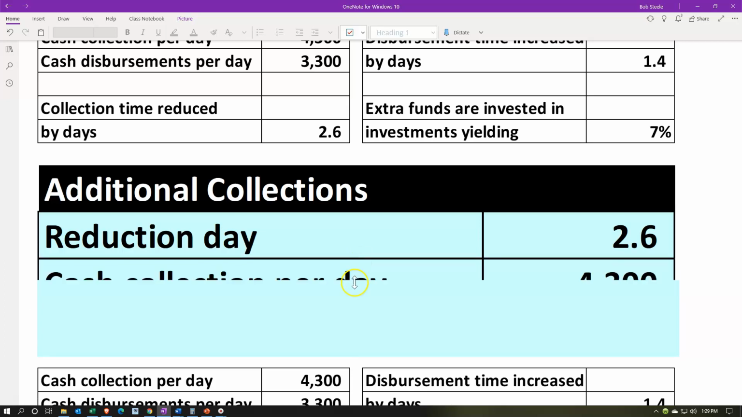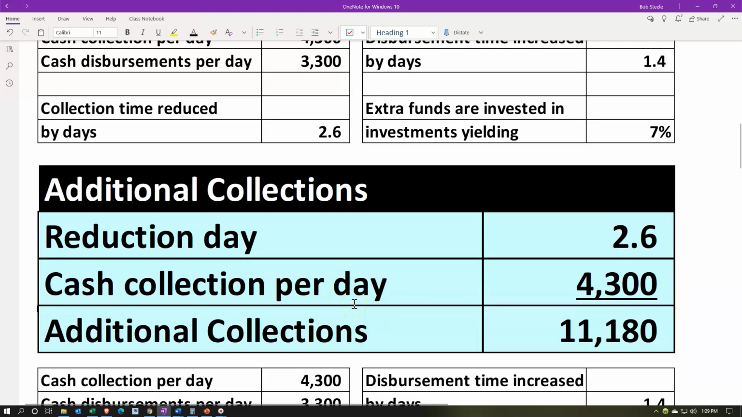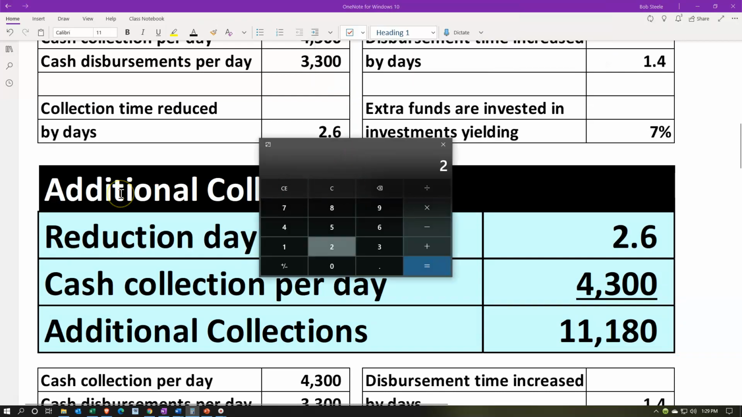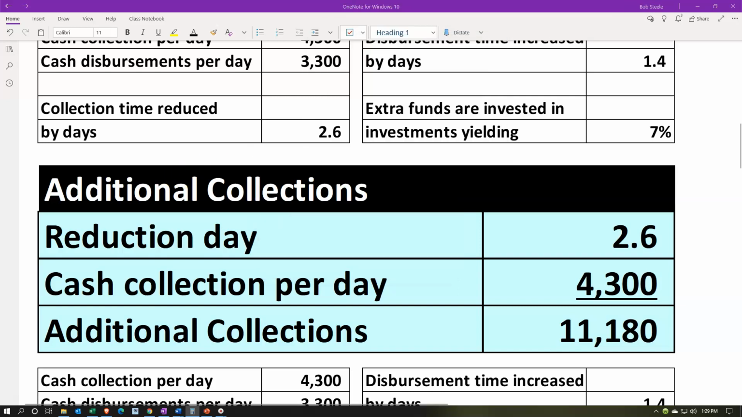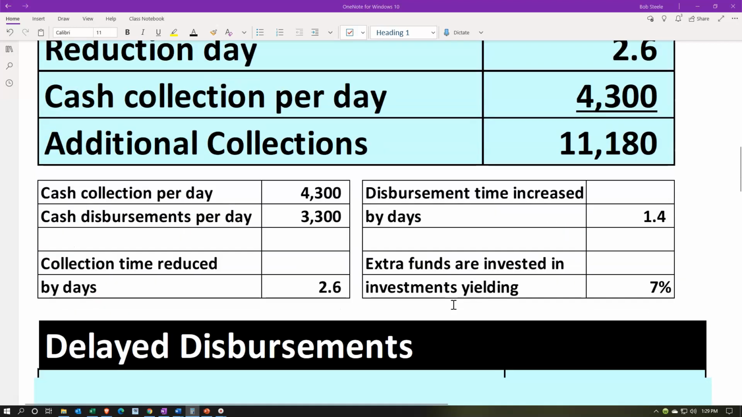So we're going to reduce the time that it takes for us to collect by 2.6 days. And the cash collections per day is at the 4,300. So if I multiply that 2.6 times the 4,300, let's just pull the trusty calculator out and do that. 2.6 times the 4,300, we're going to get the 11,180. So we're going to free up 11,180 just from that process, from being able to collect more quickly.